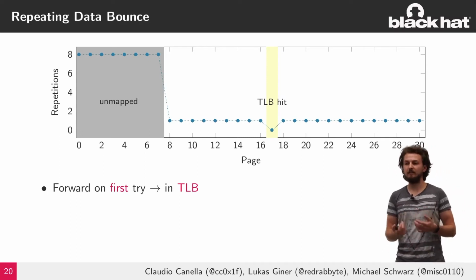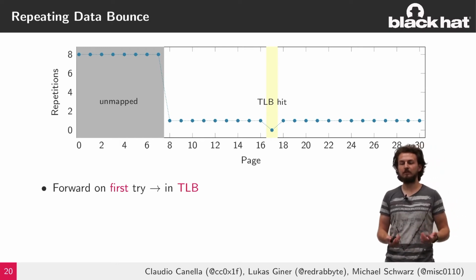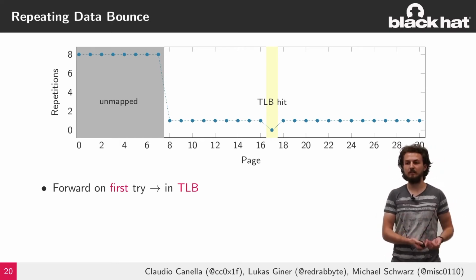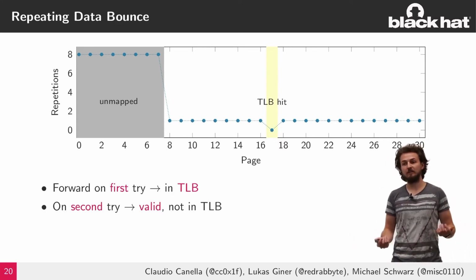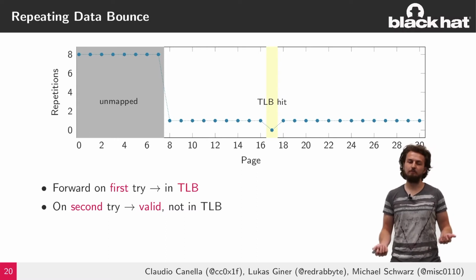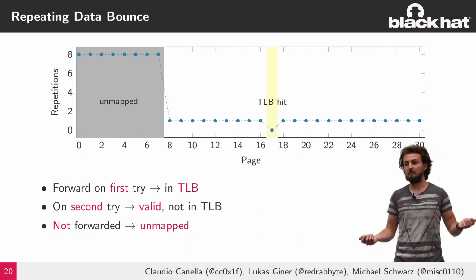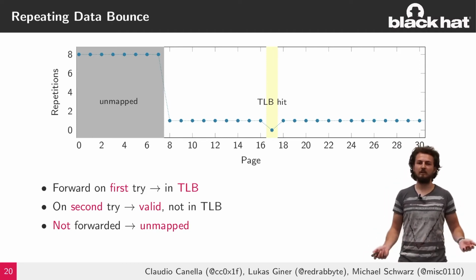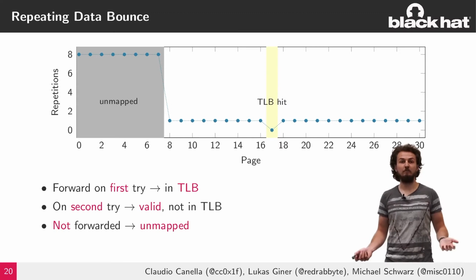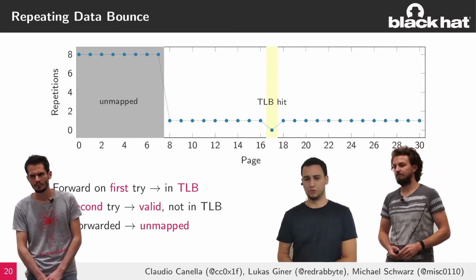If we get our data on the first try of data bounce, so it's forwarded on the first try, we know that this is in the TLB, so it has been recently used because we know the physical address. If we get it on the second try, we know it's valid, but it's not in the TLB. And in the final case, we don't get any forwarding no matter how often we try it. Then we can infer that this address is unmapped. It's not valid.